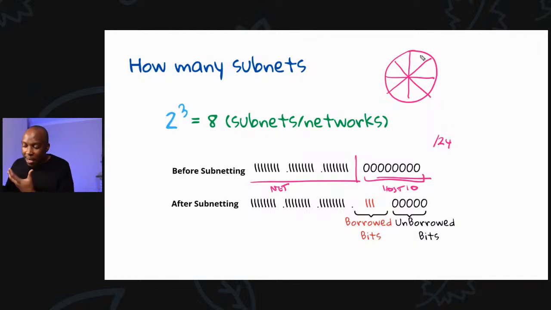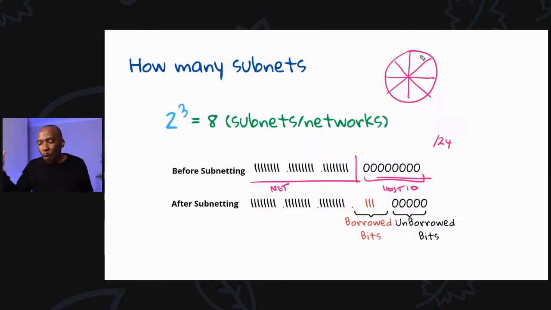So in our case, you can only borrow from the host portion of the IP address. You can't borrow from the network portion because that has already been set, right? You have been given the host portion. That is where you then do the dissection from.